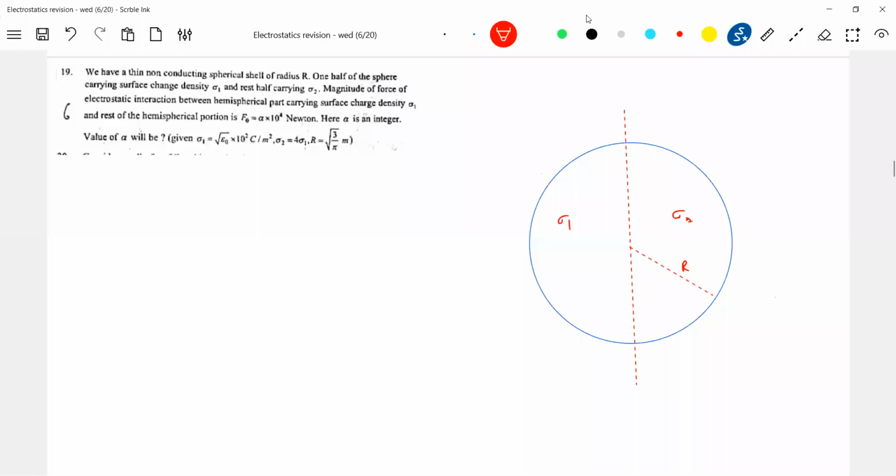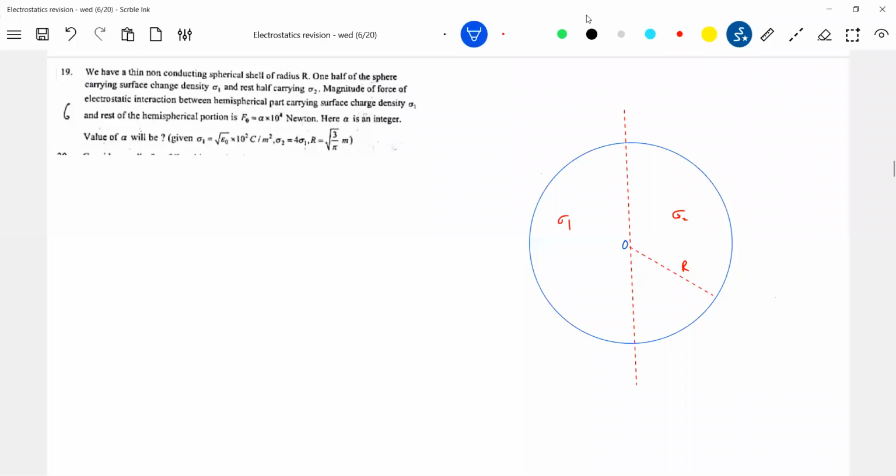No, it's theoretical; practically it would be a conducting spherical shell with sigma 1, sigma 2. Okay, let's just assume it's imagination and not bother. It's not a disk, it's a spherical shell. It's asking for the force exerted by one half on the other half.